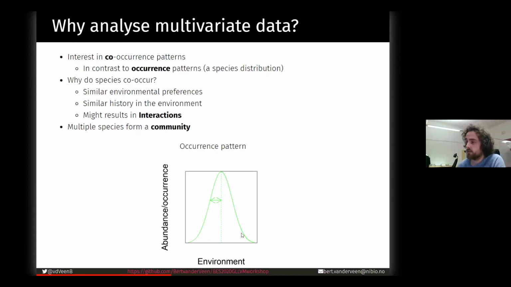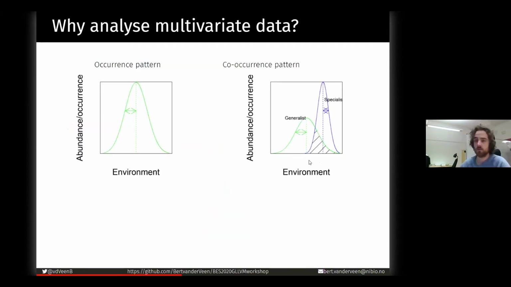In this figure, I've just visualized the idea of an occurrence pattern where we have the abundance or occurrence on the y-axis and the environment on the x-axis. And then we can consider that the species has some kind of response curve, some kind of niche on the environment, where things of interest could be the tolerance of the species on the environment, and especially also its limits, right? Where it does occur and where it can't occur.